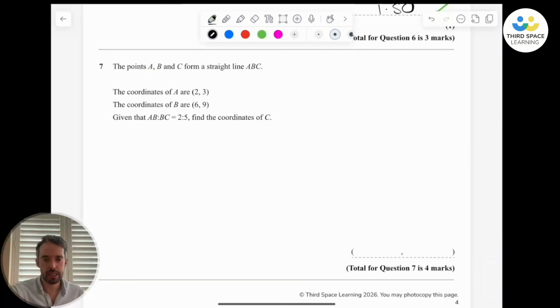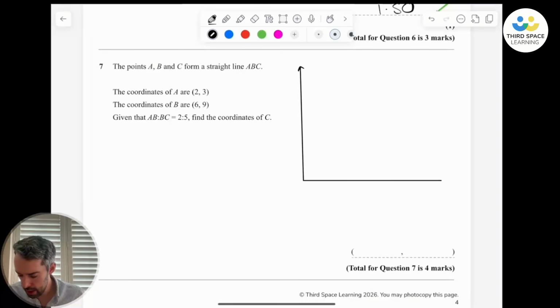Okay, question number 7. The points A, B and C form a straight line ABC. The coordinates of A are 2, 3, and the coordinates of B are 6, 9. Right, let's visualize this. I'm going to draw a quick sketch just to help me see what's going on here. So that's the y-axis, and then there's my x-axis. And let's put in A, B, C on this line. So let's draw a straight line. Let's start with A. So there's 2 and 3. Let's have that as A. And let's draw a straight line up here.